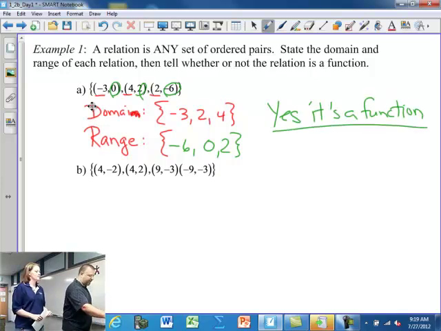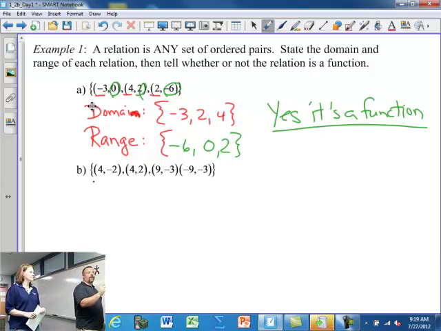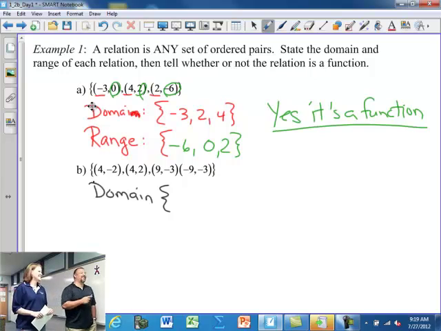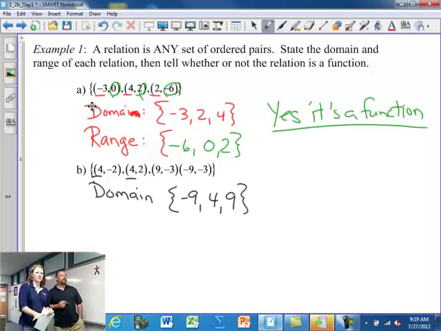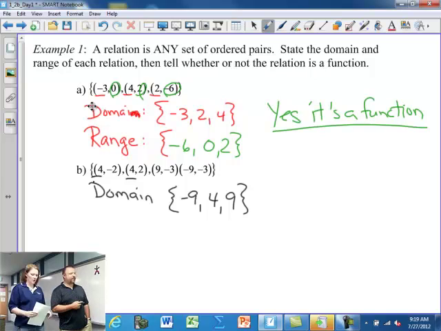All right, how about the next one? We have 4 points this time: (4, -2), (4, 2), (9, -3), (-9, -3). We have a domain value of 4, another domain value of 4, an x value of 9, and -9, which is smaller than both of those. So the domain is -9, 4, 9. Even though there are two 4s that are the same, we only have to list it once.